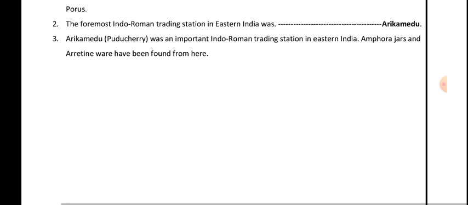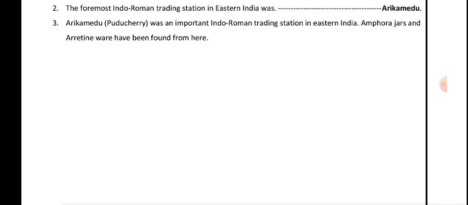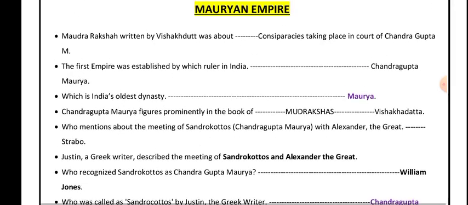The foremost Indo-Roman trading station in eastern India was Arikamedu. Arikamedu, Pondicherry, was an important Indo-Roman trading station in eastern India. Amphora jars and Arretine ware have been found from here. Mauryan Empire.